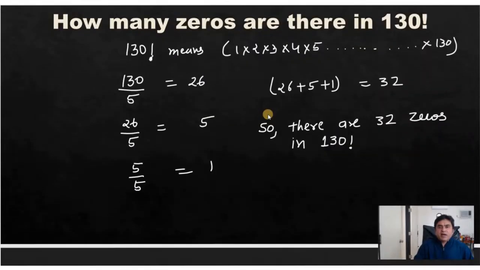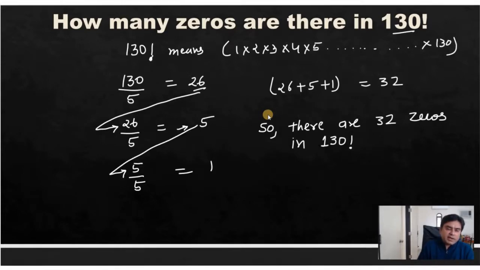Next, how many zeros are there in 130 factorial? We know when there is a factorial, you have to divide the value by 5 multiple times till we get 1. So 130 divided by 5 comes to 26. Now this 26 you carry forward and divide by 5, so you will get 5. Now this 5 you carry forward and divide by 5 again, so you will get 1. So 26, 5 and 1. 26 plus 5 plus 1 comes to 32. So in 130 factorial, there are 32 zeros.